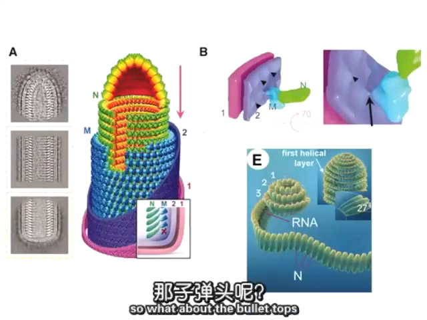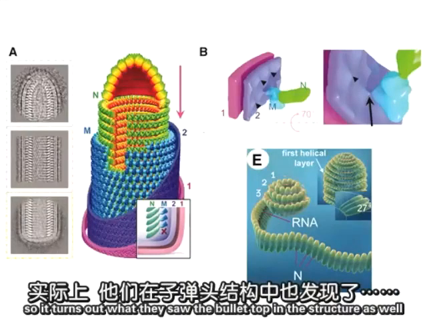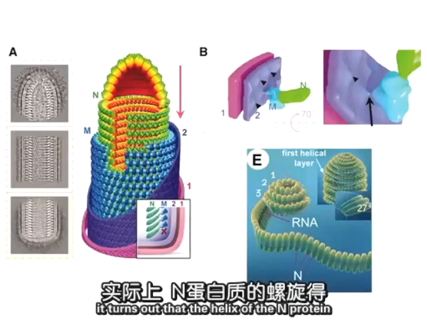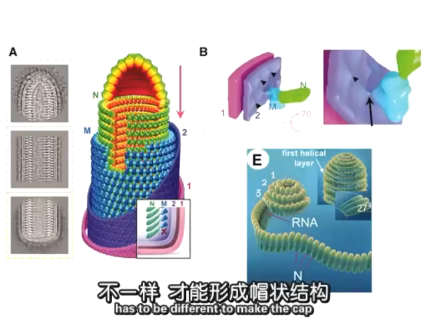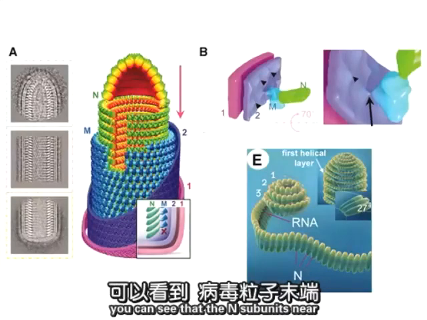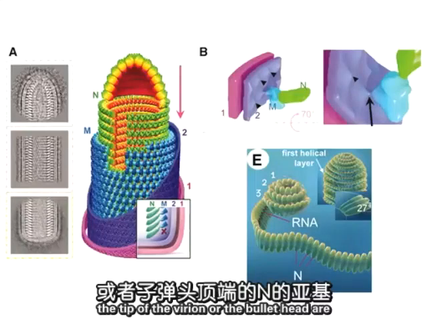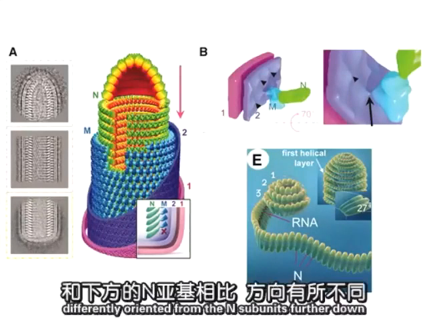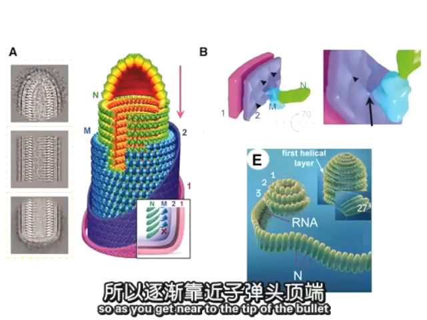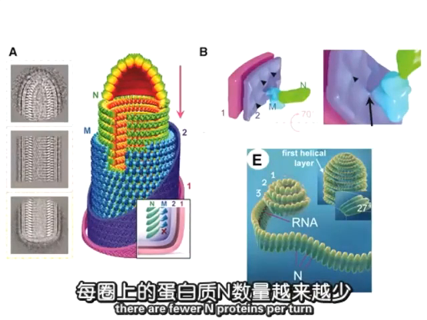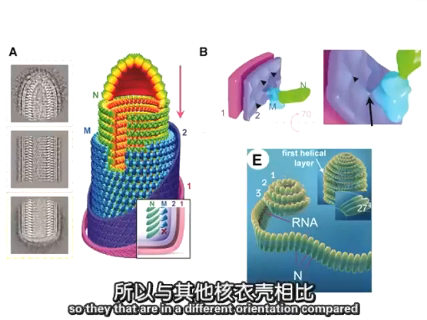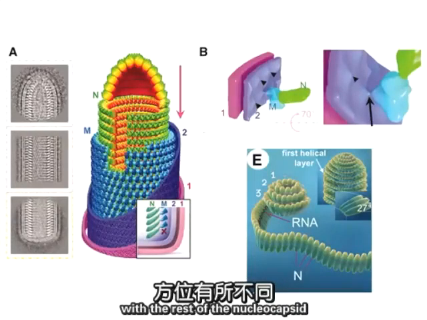Okay. So what about the bullet top? It turns out they saw the bullet top in the structure as well. It turns out that the helix of the N protein has to be different to make the cap. You can see that the N subunits near the tip of the virion, or the bullet head, are differently oriented from the N subunits further down. So as you get nearer to the tip of the bullet, there are fewer N proteins per turn, and they're tilted so that they are in a different orientation compared with the rest of the nucleocapsid.